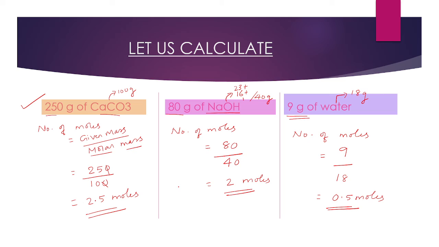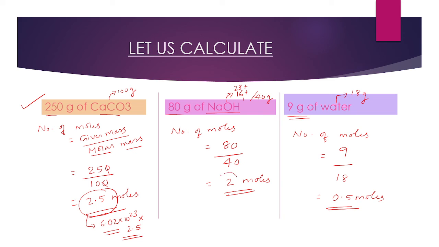Once you know the number of moles, you can count the number of particles in each of the species. Like in the first case, you have got 250 grams of calcium carbonate, which is equivalent to 2.5 moles, and is equivalent to how many particles? You have to take the basic number, that is 6.02 into 10 raised to 23, and then multiply it with 2.5. So you will get the number of particles. Once you get the moles, you just multiply it with the number. Just like we say 1 dozen is 12, so 2 dozen is 12 into 2, 24. 3 dozen is 12 into 3, 36. Same way, get the moles, multiply it with the Avogadro number.